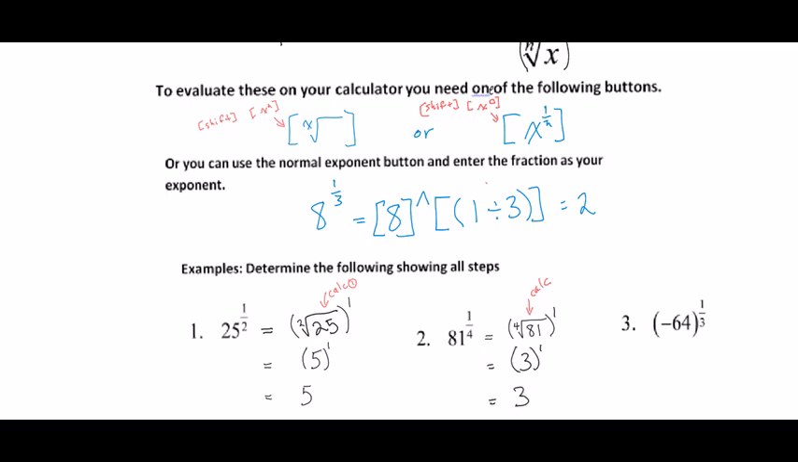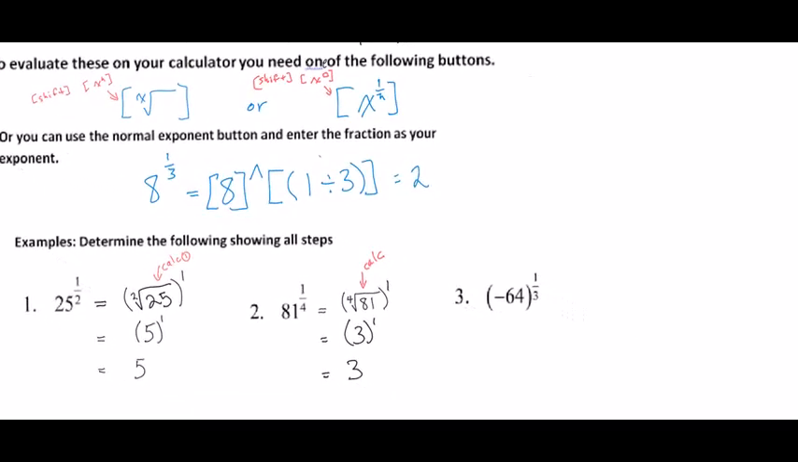Now, let's take a look at this next problem here. Negative 64 to the 1/3. We apply all the same rules as before, and we get the following. So remember, the denominator goes on the root sign, and the numerator goes on the outside of our expression. Calculate the inside using the third root of negative 64, which ends up being negative 4 to the 1 equals negative 4.